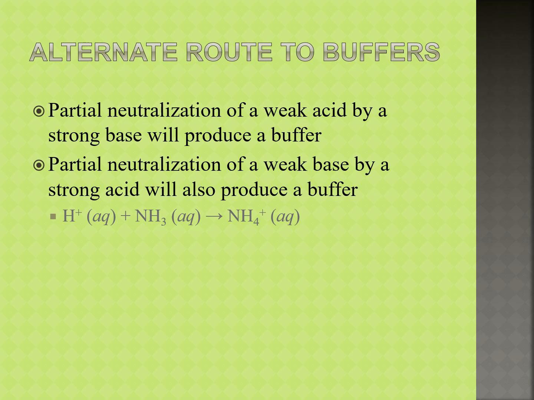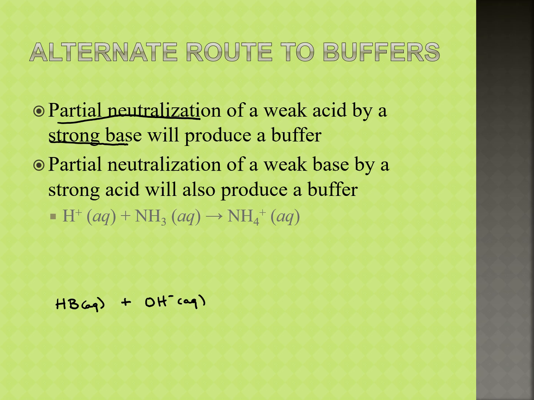So let's take a look at how we can make buffers by an alternate route, not by the way that we did it earlier, but this is the way that most people make an actual buffer, by what we call partial neutralization of a weak acid by a strong base, or vice versa, which is my second bullet point there. So what if I had a weak acid? We're going to have some weak acid that I'm going to call HB. Partial neutralization by a strong base: I'm going to add a strong base to this.